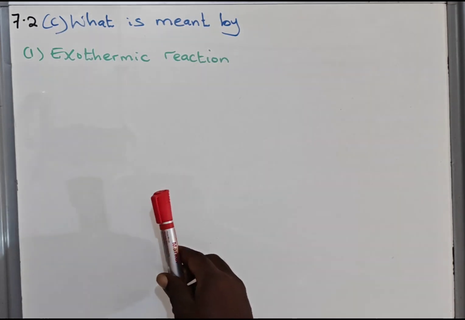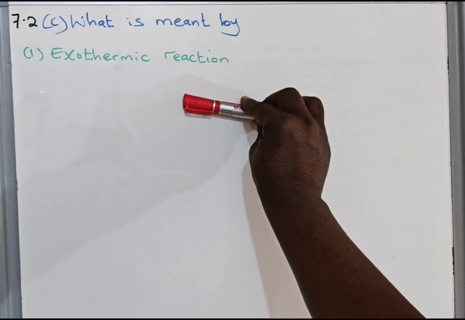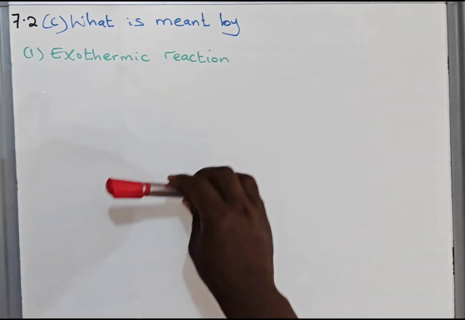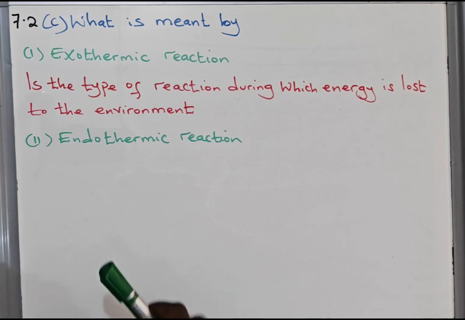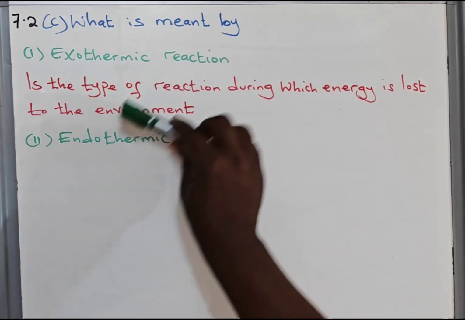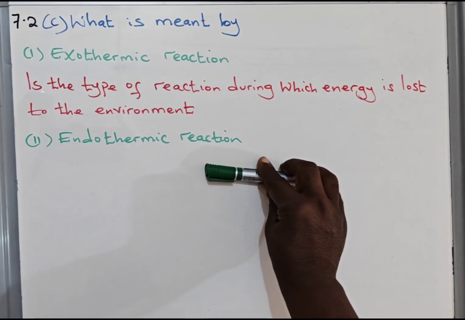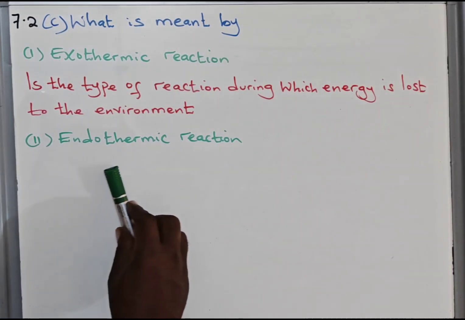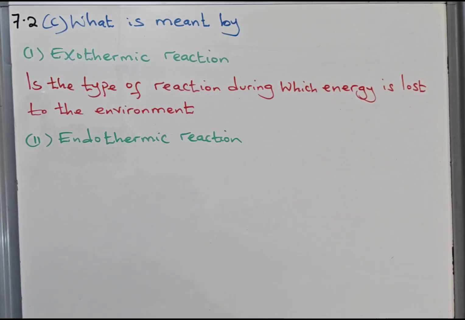Then we come to this one. It says, what is meant by exothermic reaction? What is it? This is the type of reaction during which energy is lost or released to the environment. Then we come to this one. It says, what is meant by an endothermic reaction? This is the type of reaction during which energy is absorbed from the environment.